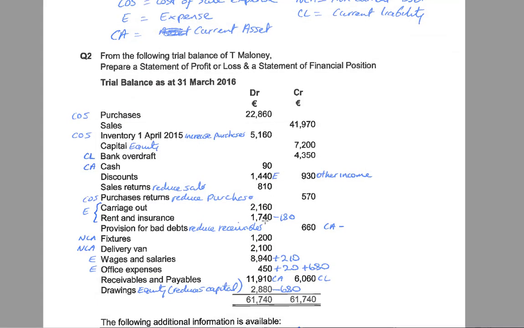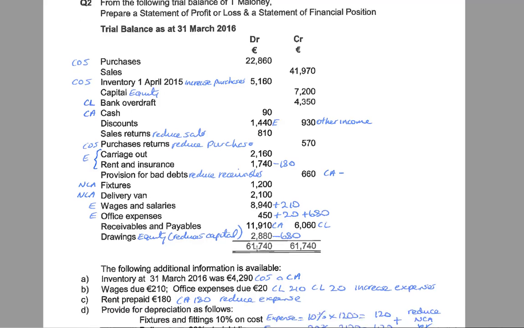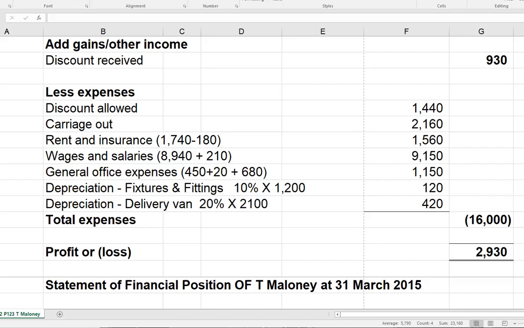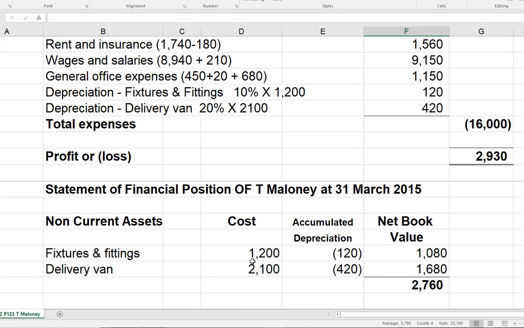The next thing we're asked to do was prepare a statement of financial position, which is just your assets, your equity and your liabilities. So we divide our assets into long-term and short-term. So we have non-current assets, we have two of them, we have fixtures and delivery vans. They cost 1,200 and 2,100, but we know they've fallen in value by 120 and 420 this year, so we have to show that. So that's how they'll appear in the questions. The cost less any depreciation.